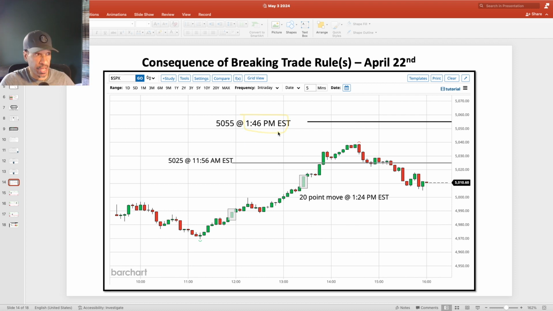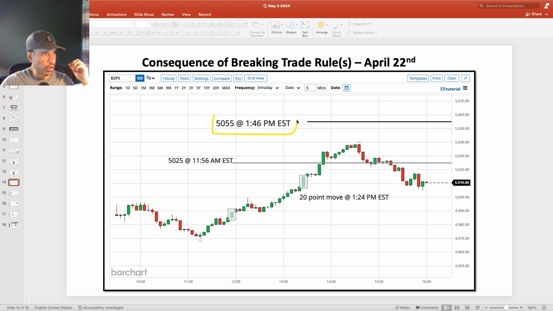Now this trade should have been my first trade. This trade should have never been implemented. Why? Because I was violating my trading rule of waiting until the SPX makes that 20-point move above the opening price. So this should have been my first trade and only trade. But nonetheless, I rolled this trade.